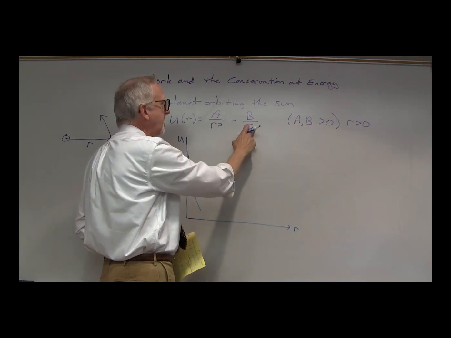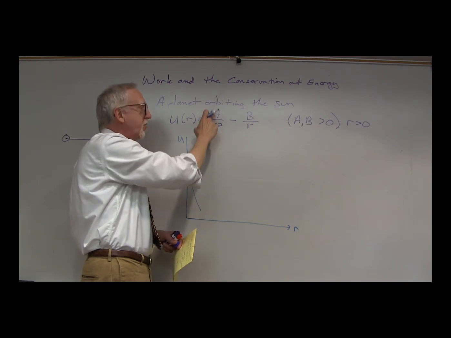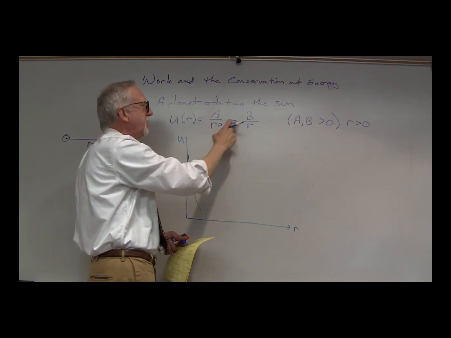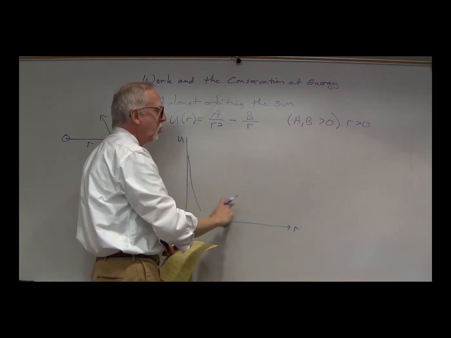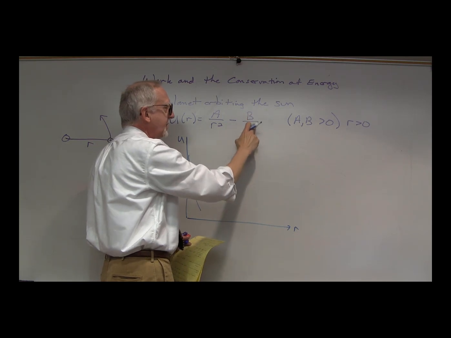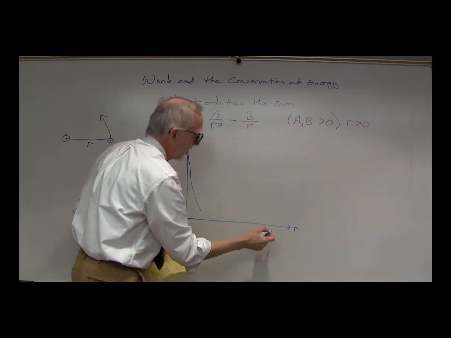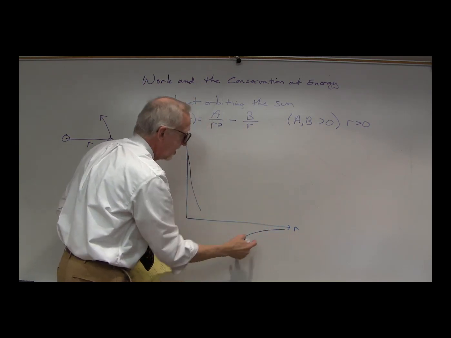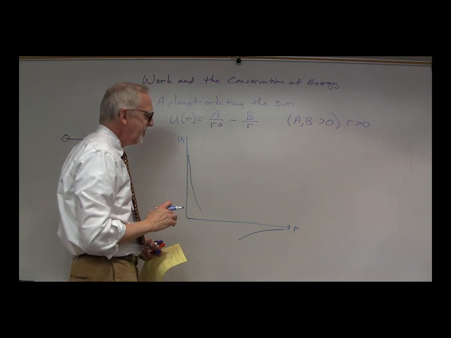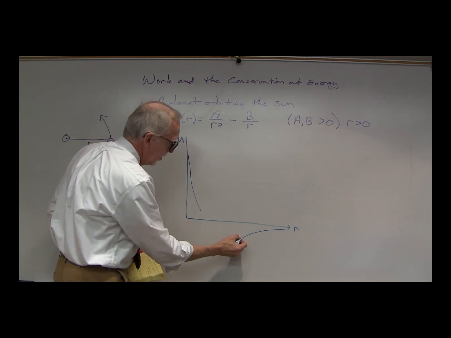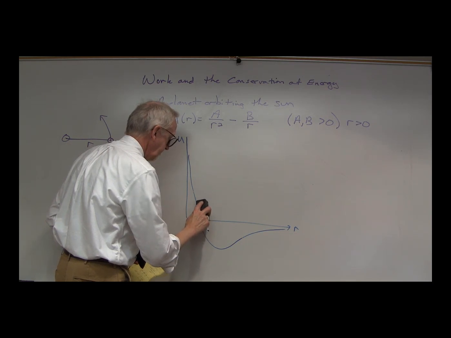When r is big, r squared is going to be bigger than r, and so 1 over r squared is going to be smaller than 1 over r. So when r is large, it's going to be dominated by minus b over r. So it's going to be negative, and it's going to go like 1 over r. It's going to look something like this. And then in between, these need to join up. So we'll just join these up smoothly, come down, and then come up like that.